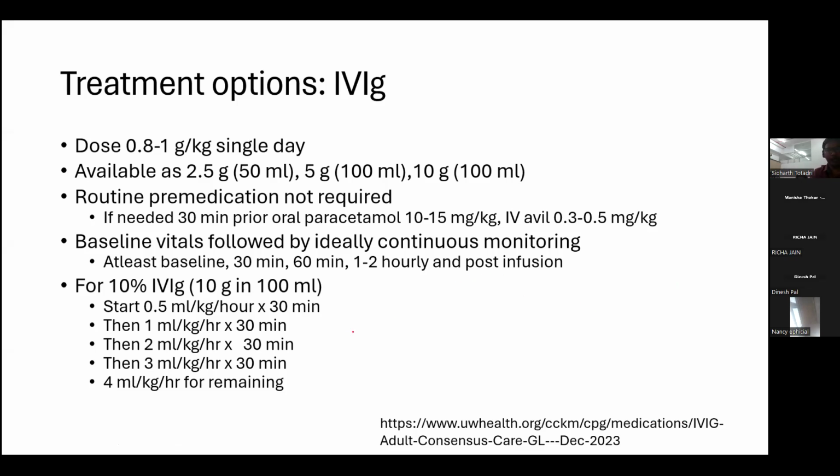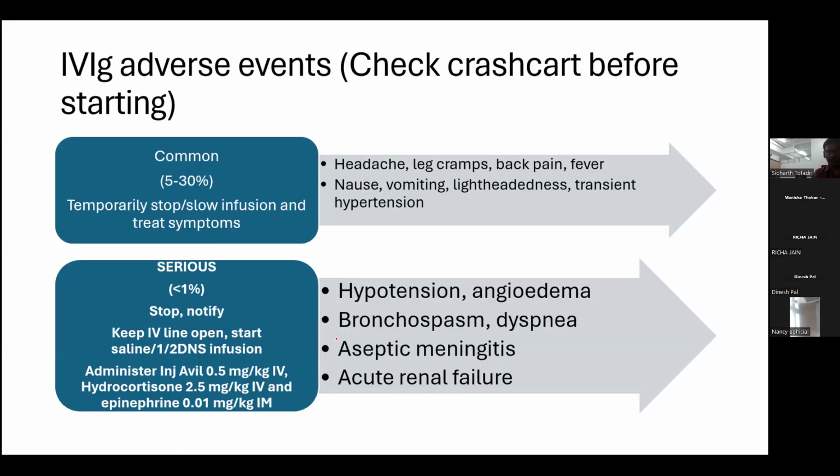Once you have, let us say, a 10% IVIG vial with you, you should start at 0.5 ml per kg per hour for the first half an hour. Then you can increase to 1, 2, 3 every half an hour and go up to 4 ml per kg per hour for the remaining infusion.